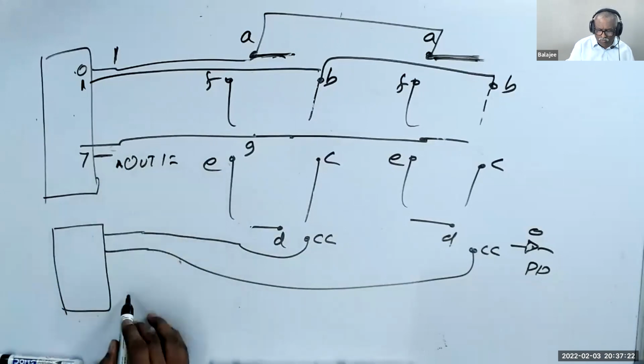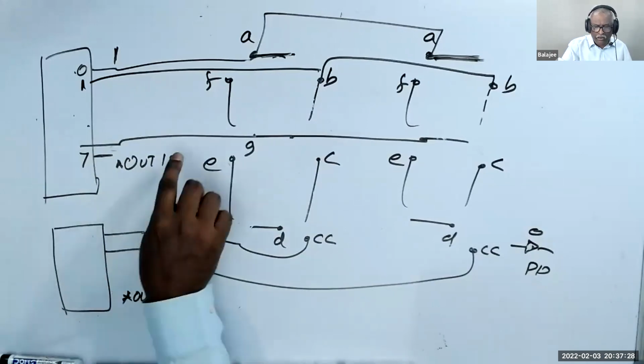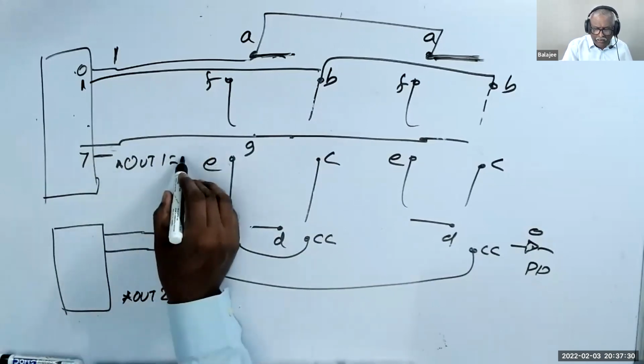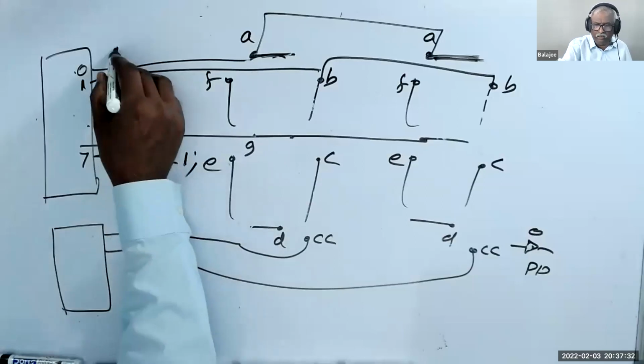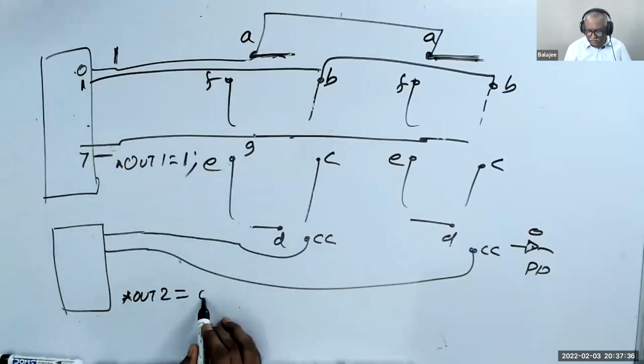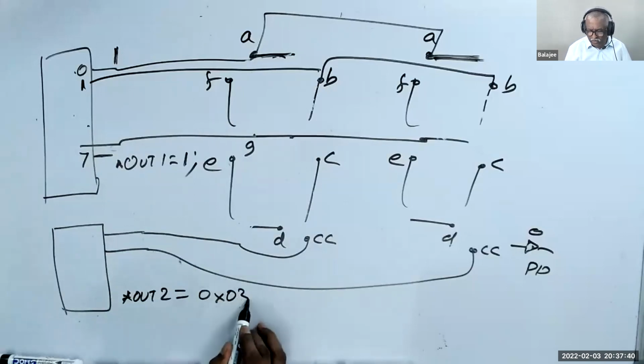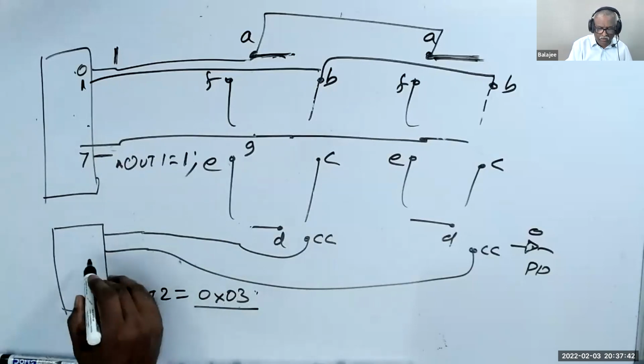This is out 2. I have 2 ports. And in the out 1, I display 1. That means that this one is on. But here, out 2, I make it everything as a 0x03. 3 means 1, 1.